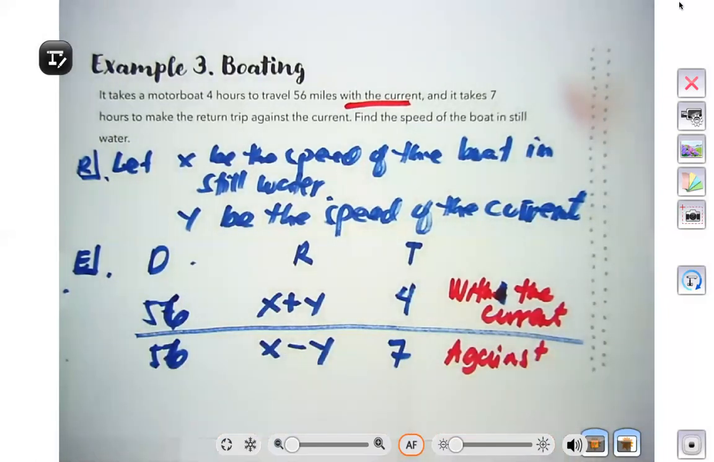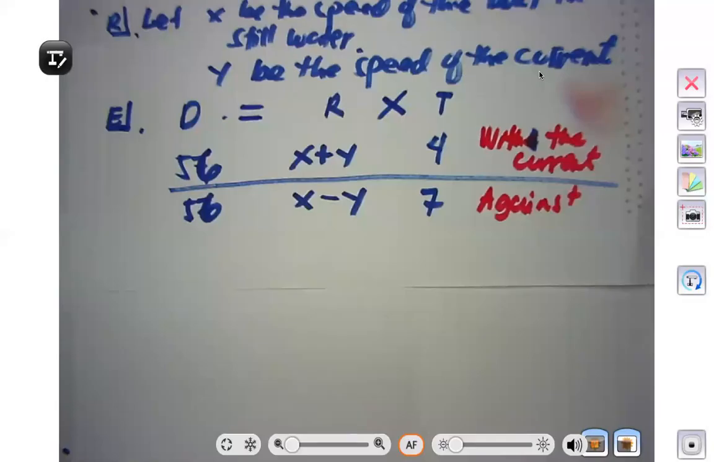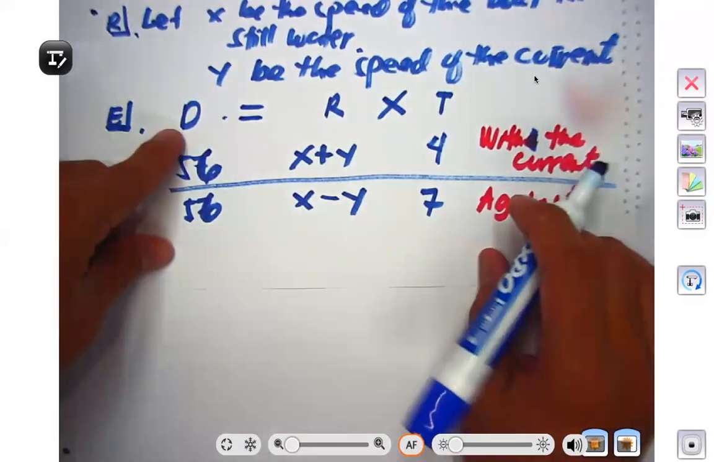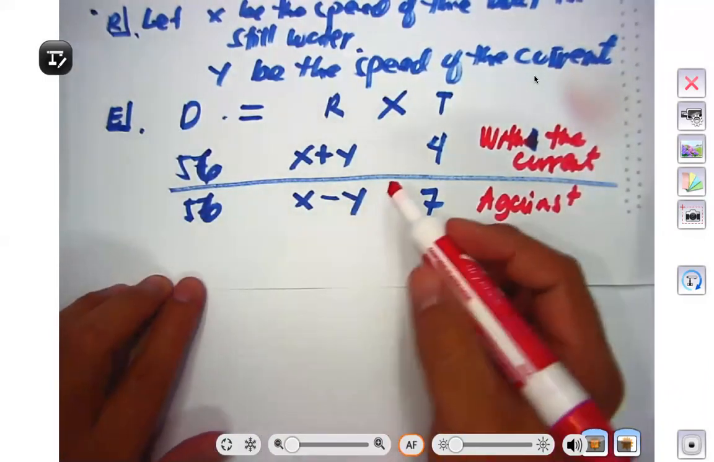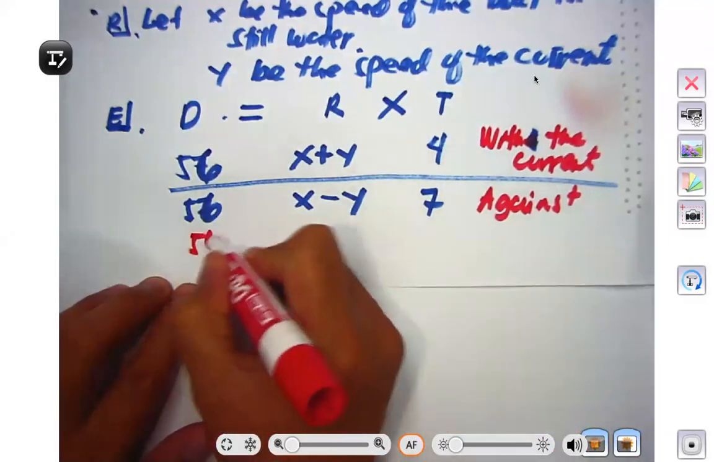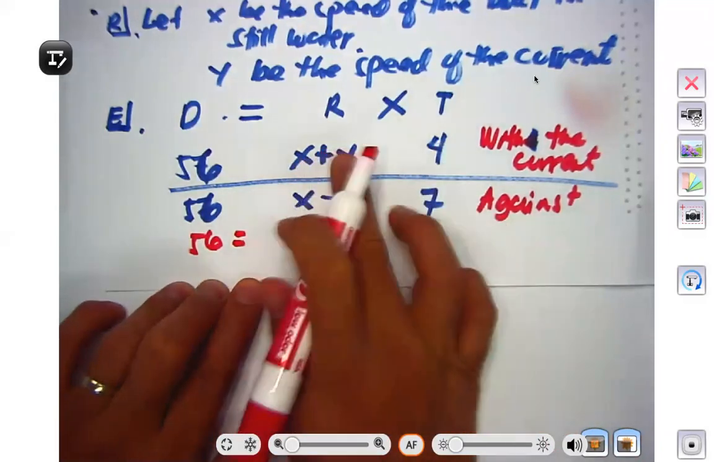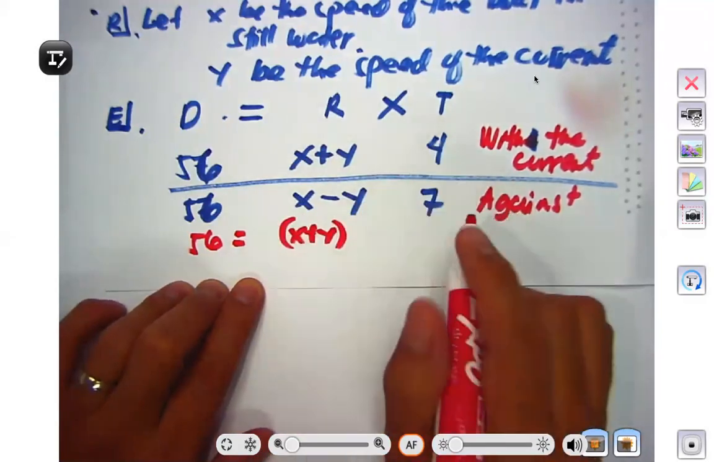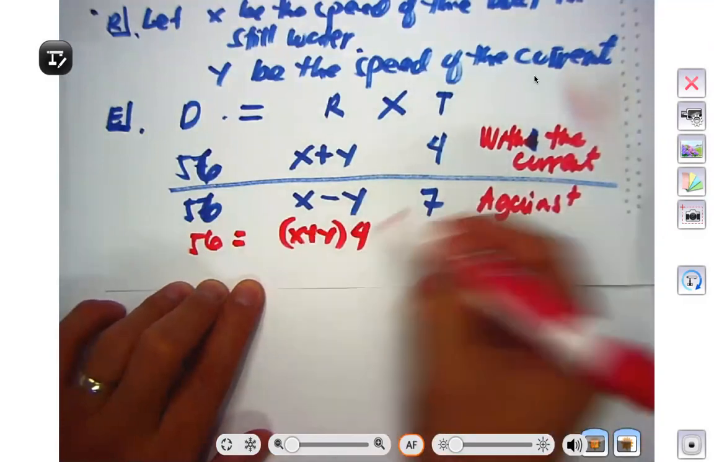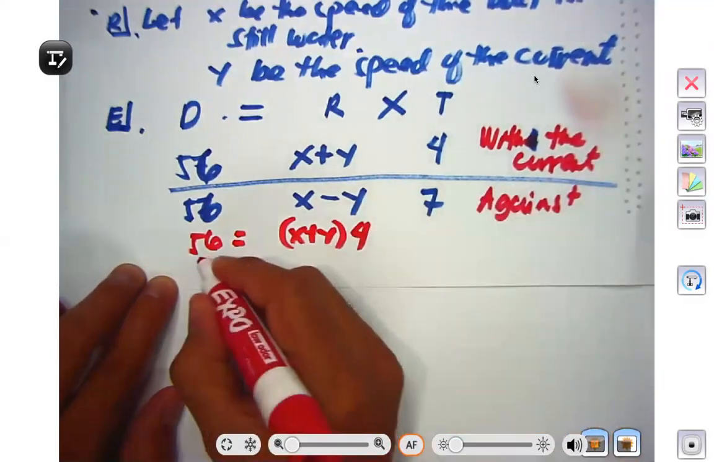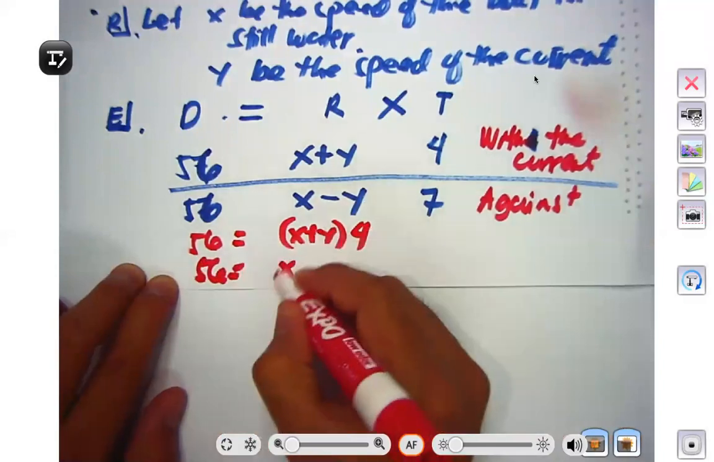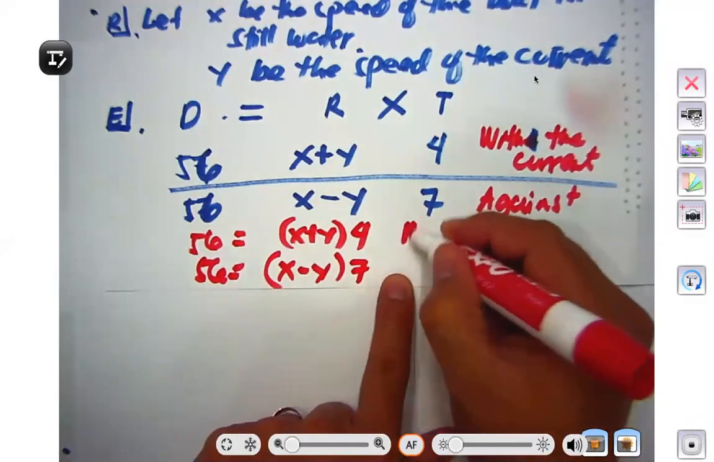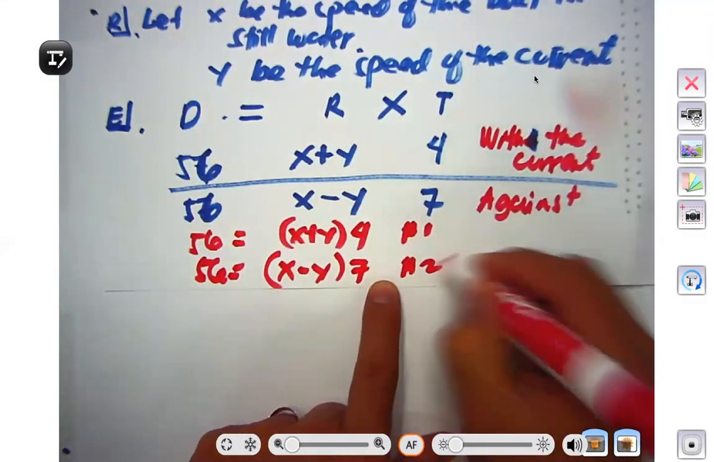Let us solve this equation. Since distance is equal to rate times time, we can use that to form our equation based on this table. All right, our first equation will be 56 equals x plus y times 4. How about the second equation? It's going to be 56 equals x minus y times 7. So this is equation number 1, equation number 2.